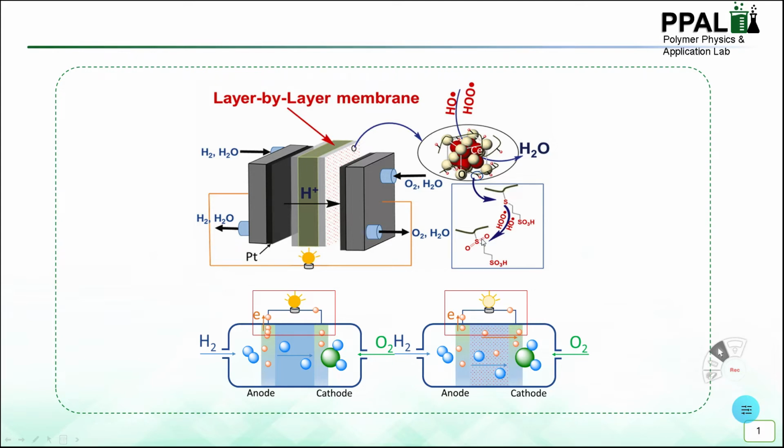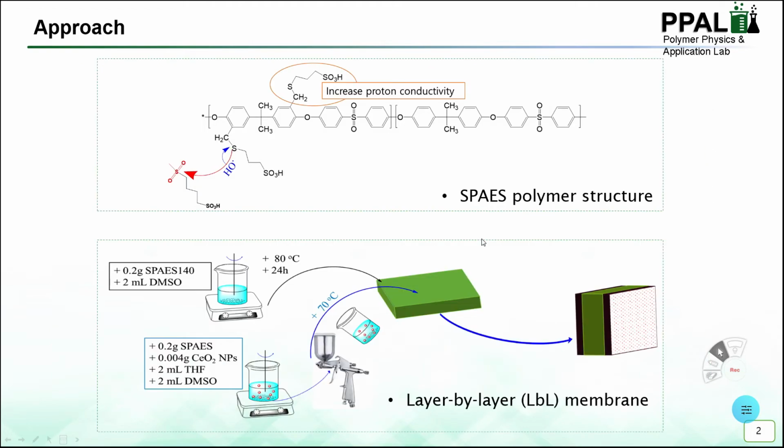And on the other hand, in order to improve the anti-oxidation stability of the polymer, the sulfonated polyarylene ether sulfone, the sulfonic acid group with sulfide bonding was prepared in my study. This sulfide bonding can bond with the radicals and form sulfone bonding, and sulfone bonding is very stable in the fuel cell condition.